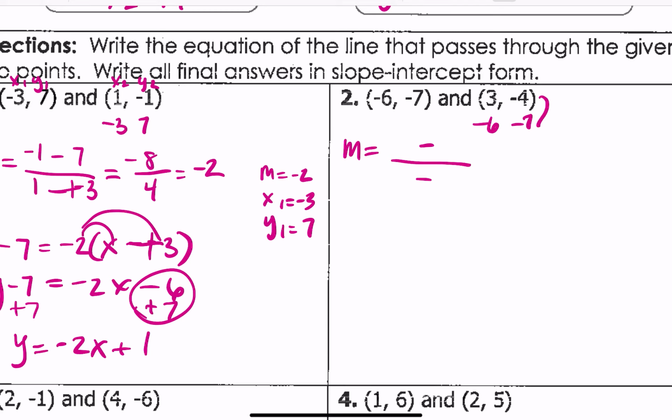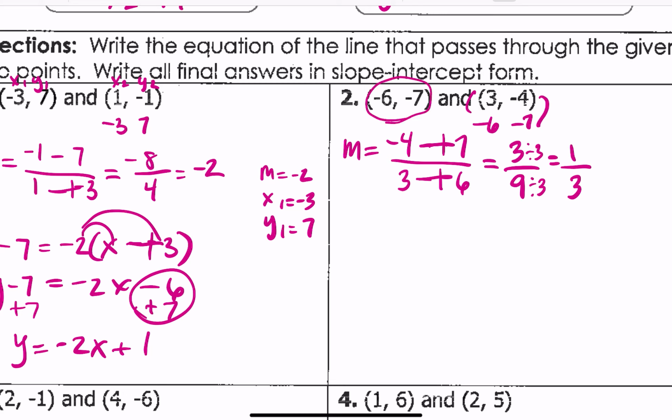And I'm going to go minus 4 minus negative 7, do the y's on top. And then I'm going to do 3 minus negative 6. These turn out to be pluses because it's subtracting a negative. And when I get my slope, my top number is going to be negative 4 plus 7 is 3, and 3 plus 6 is 9. And I'm going to simplify that. They both have a common factor of 3, so 1 over 3. So there's my slope.